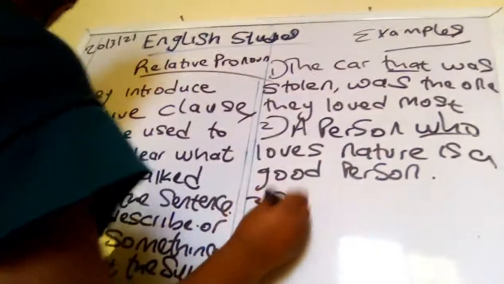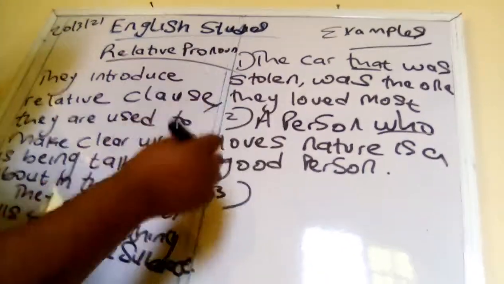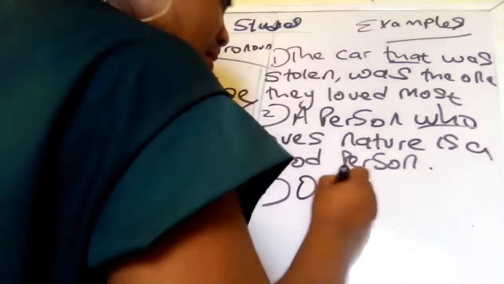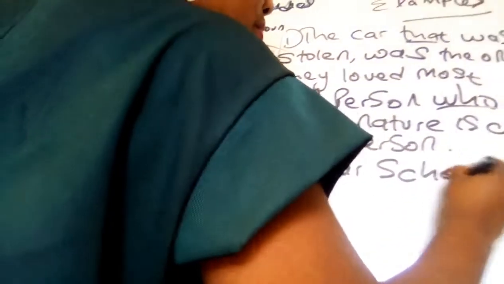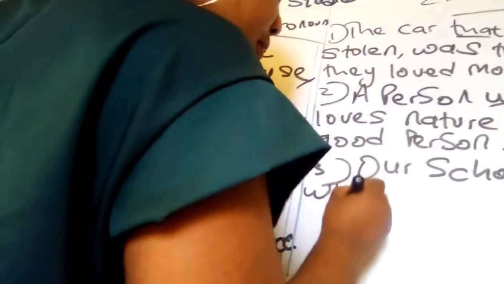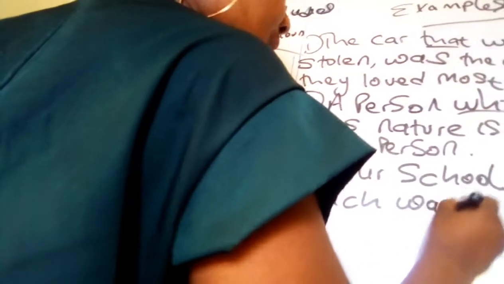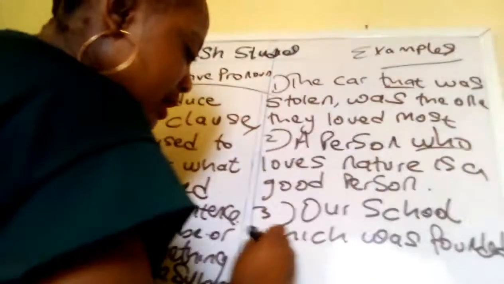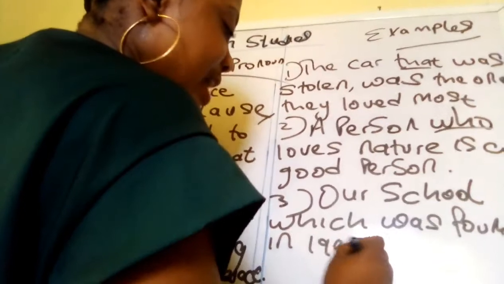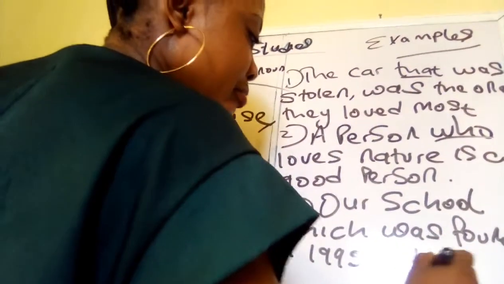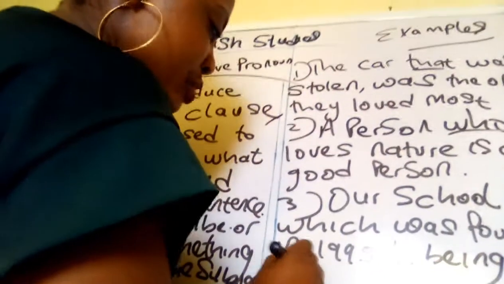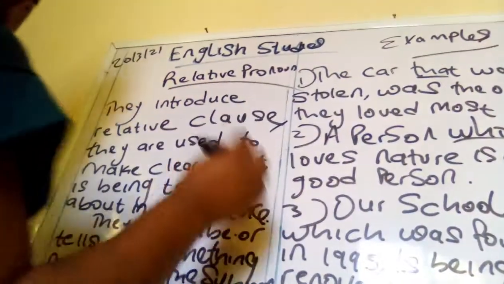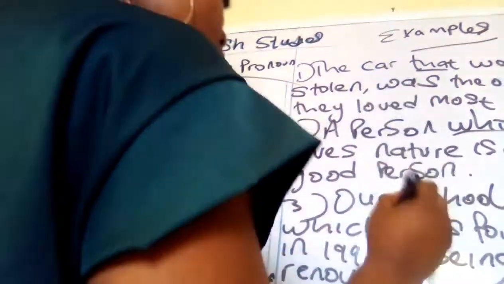And number 3, our school, which was founded in 1995, is being renovated. Our school, which was founded in 1995, is being renovated. Our school, which was founded. So the relative pronoun here is which.